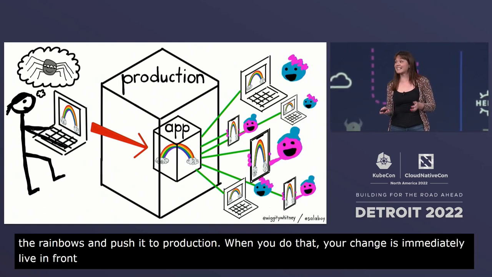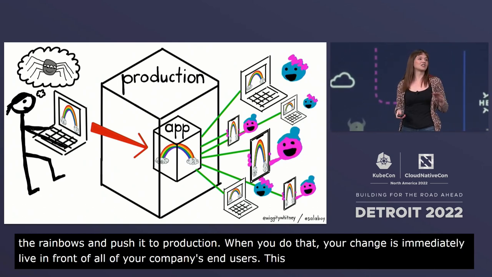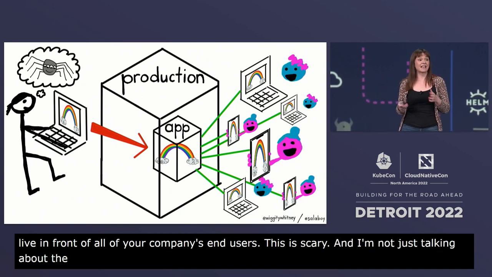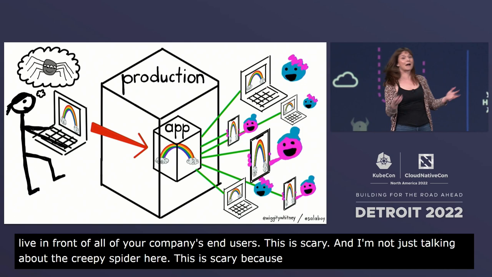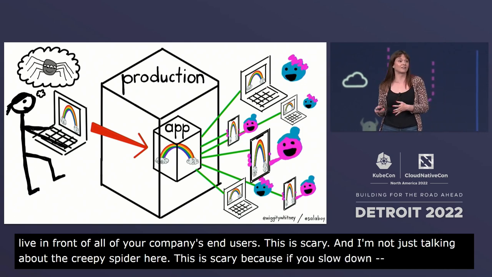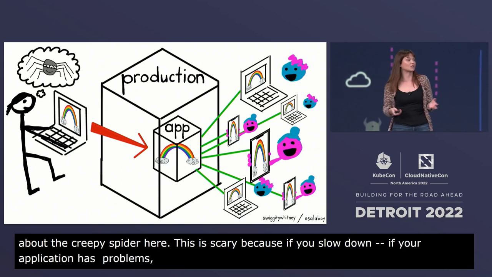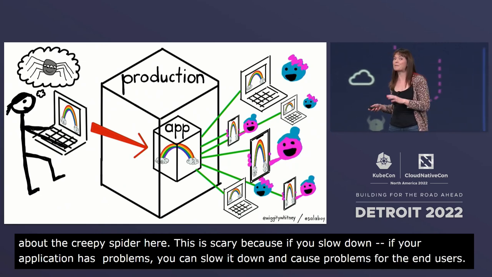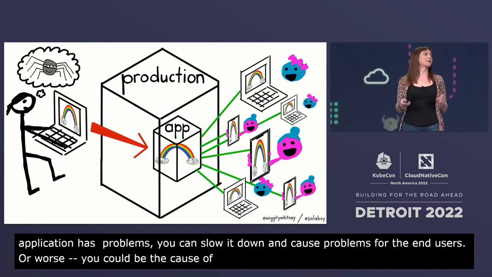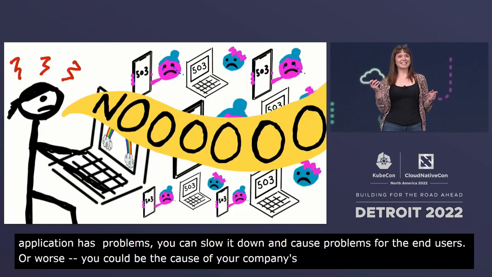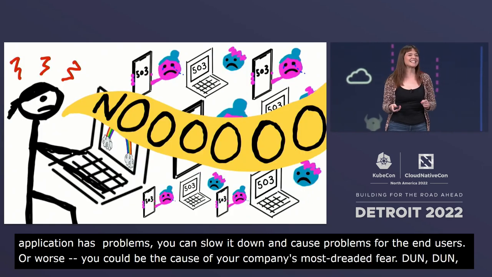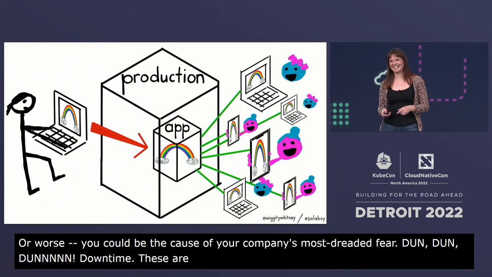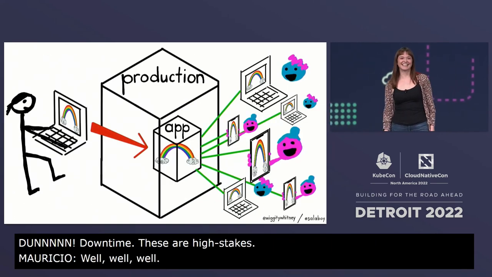This is scary. And I'm not just talking about the creepy spider here. This is scary because if your application has problems, you can slow it down and cause problems for the end users. Or worse, you could be the cause of your company's most dreaded fear. Downtime. These are high stakes. Well, causing downtime or frustrating your users is something that you should try to avoid.